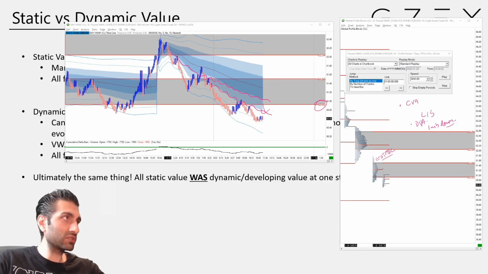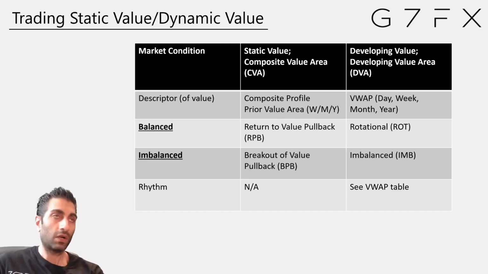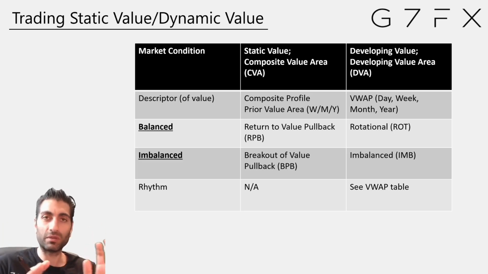All right, let's move on to the next section and continue our learning of static versus dynamic value. On this slide, as you'll see, I've put a table together. You can print this out. This is really going to help you with your journaling, or you can just memorize it. To be honest, it's not complicated. It's just summarizing exactly what we've already discussed multiple times. I've just summarized it nicely for you so there's no confusion.